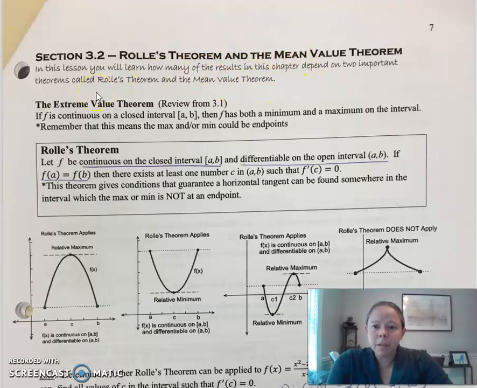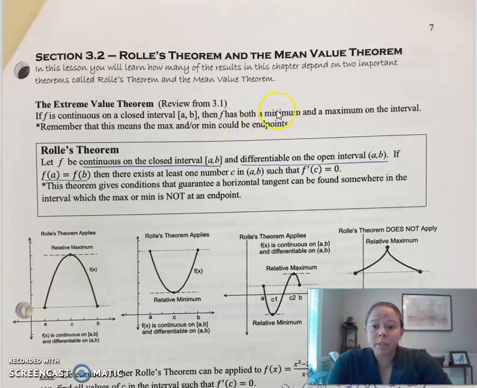Now, before we jump in, just a reminder, the extreme value theorem says if f is continuous on the closed interval from a to b, then f has both a min and a max on that interval. Go back to section 3.1 and review that. As long as you're continuous on a closed interval, you are guaranteed at least one minimum and at least one maximum. Okay? And of course, endpoints.